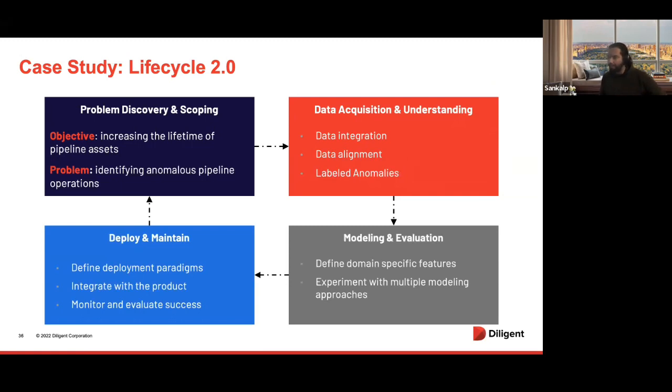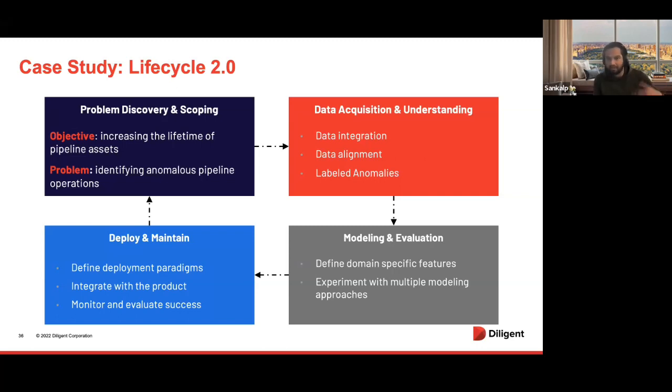For the sake of this example, I would assume that you would want to predict in advance if there is an imminent failure or an imminent abnormality in pipeline operations, right? So that you can identify that, and you can notify the ground operators so that they can do some kind of maintenance to preempt those failures, right? So those kind of things have to be figured out in this phase.